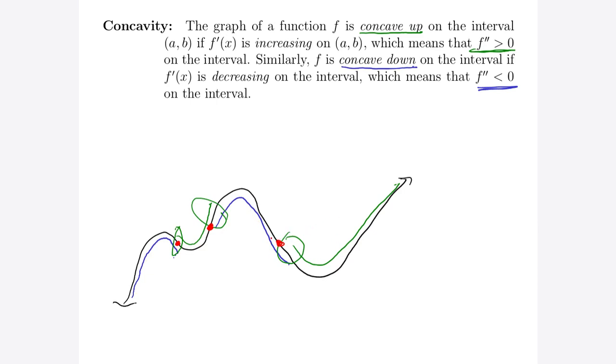Visualizing concavity, I think, is tricky to get used to. But you could always draw a tangent line and say, look, the graph is below the tangent line, so this is concave down. Or here, the graph is above the tangent line, so that's concave up. So keep an eye out for those types of things.